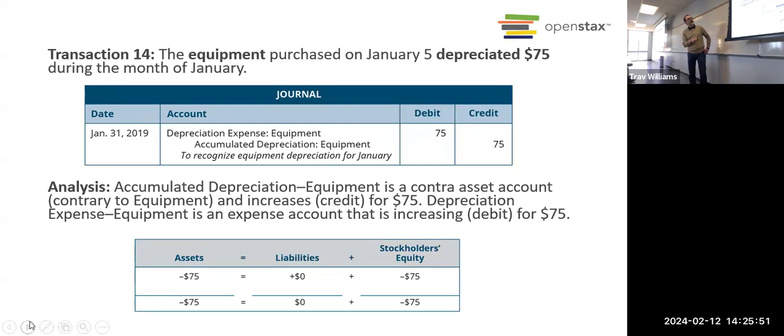And here's another one. We took some depreciation on equipment. As I told you, that's always going to be a debit to depreciation expense and a credit to accumulated depreciation. Let's look at the impact that has on the accounting equation. Why did equity go down? Because of the expense, once again. Why did assets go down?